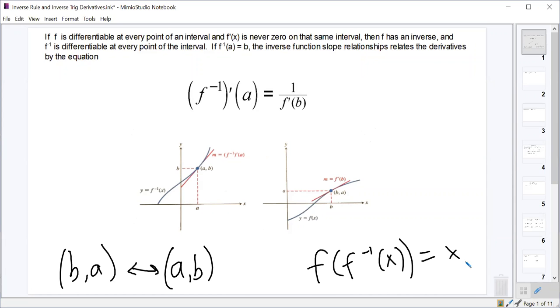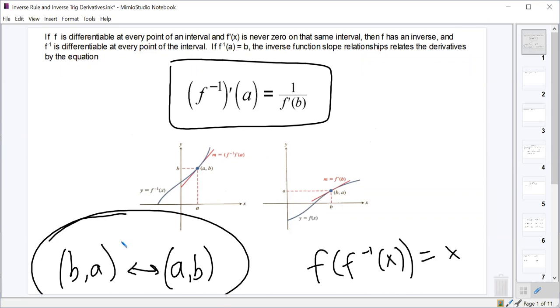So the rule that we're looking at is, if these two functions are inverses, meaning that they share this relationship between points, and we're looking for f inverse's derivative at a, then it should be equal to 1 over the derivative of f at b. So here is the point (a, b) on our inverse functions graph. If we want to find f inverse prime of a, then we could use the original function f of x and find its derivative at b. And they should have slopes that are reciprocals of each other.